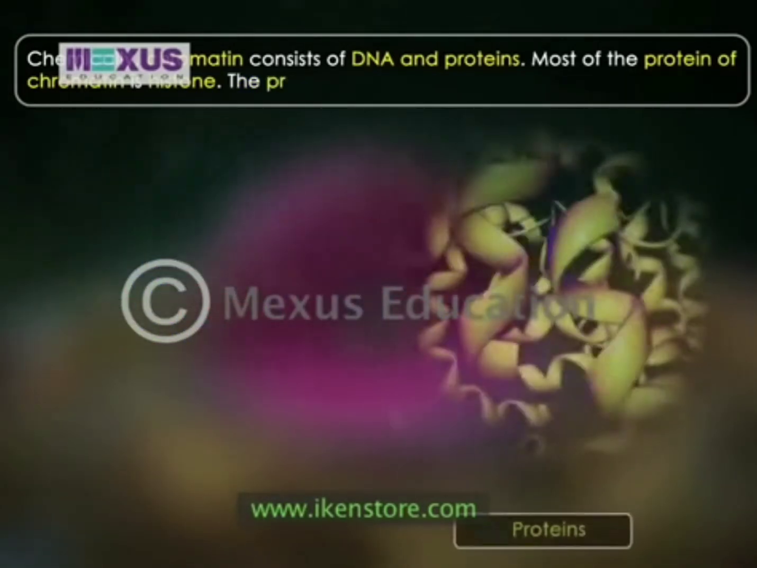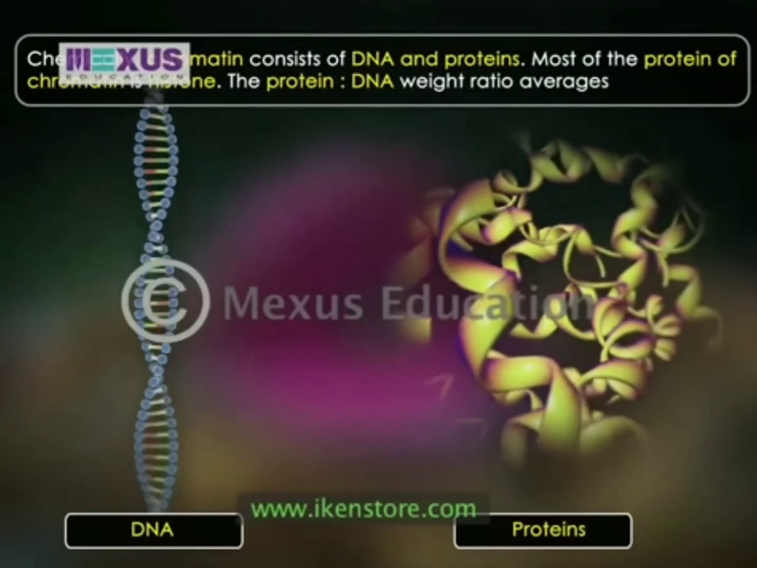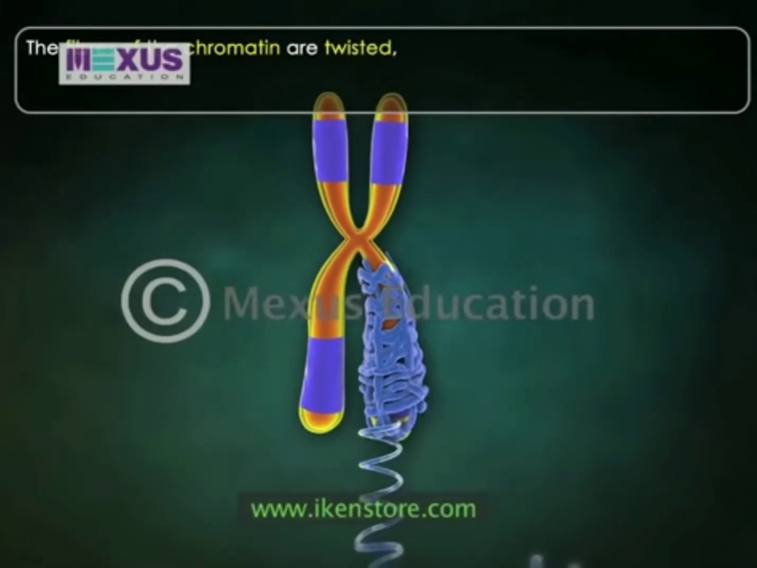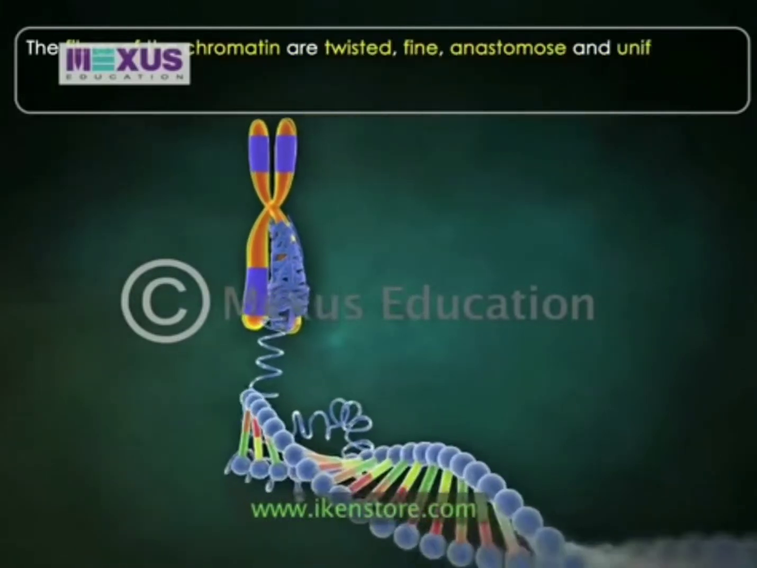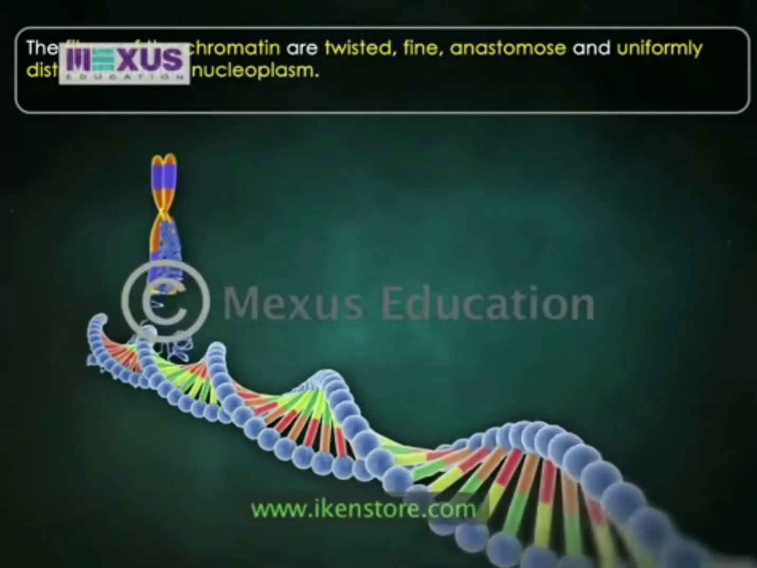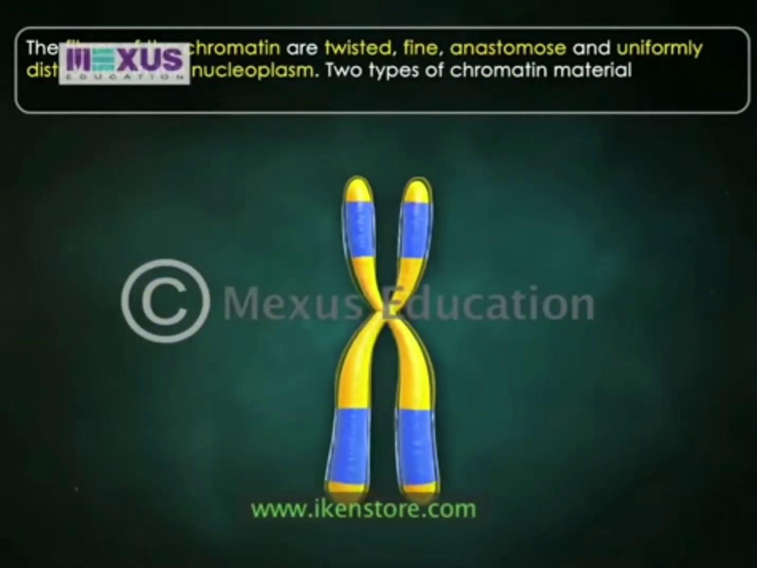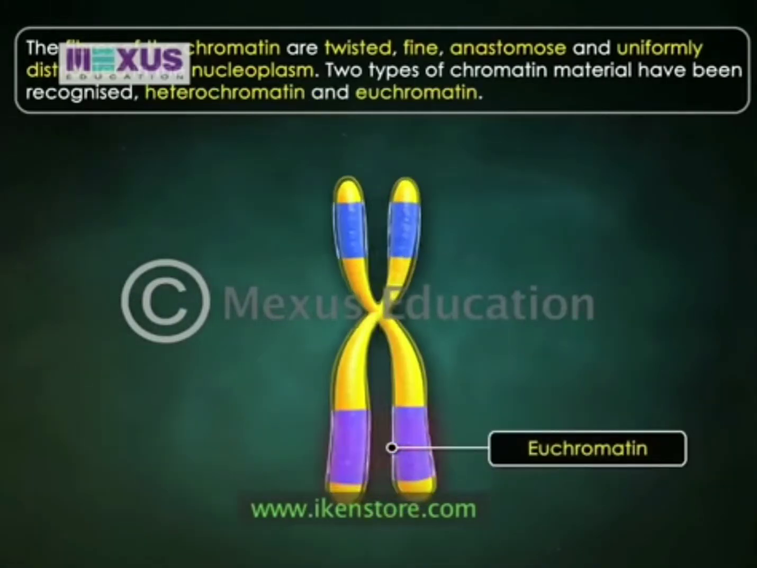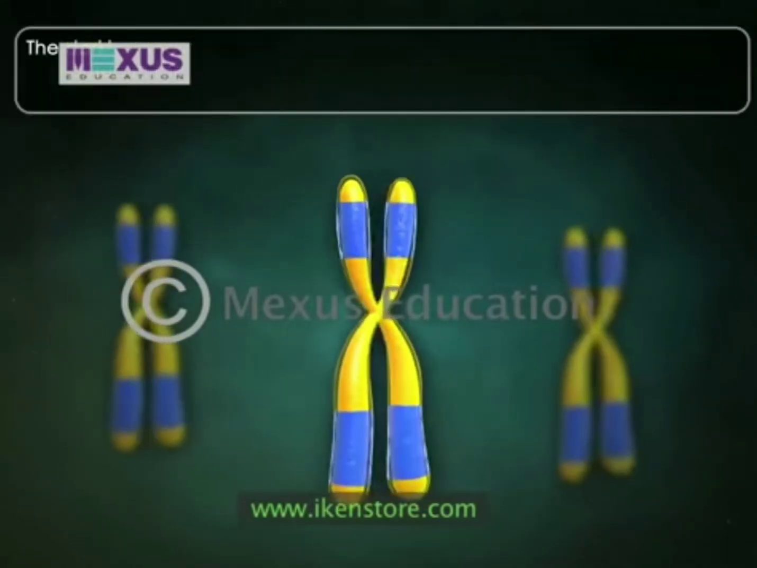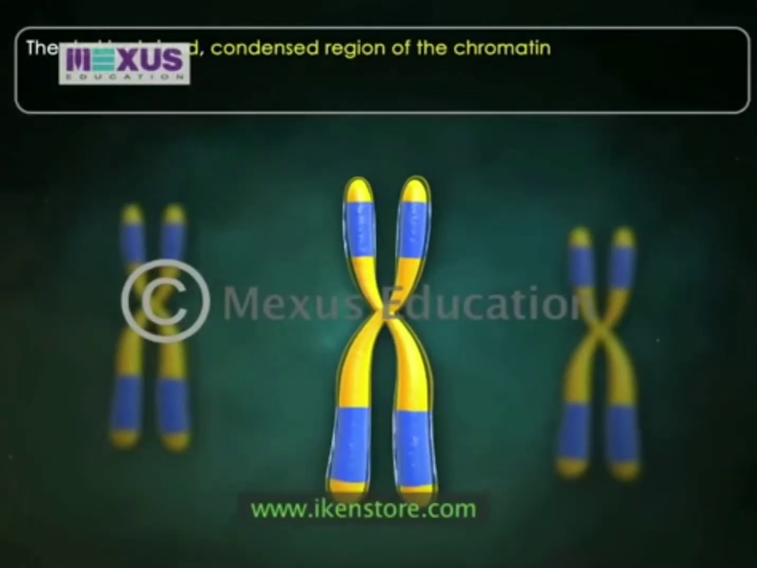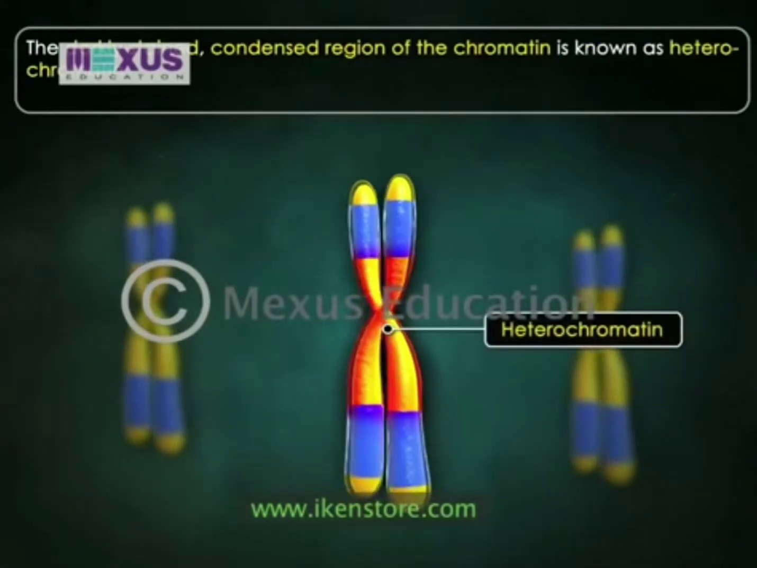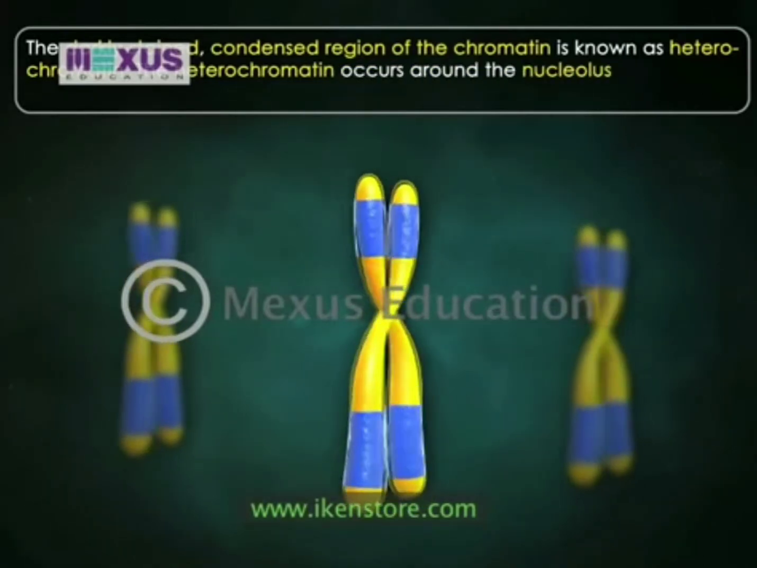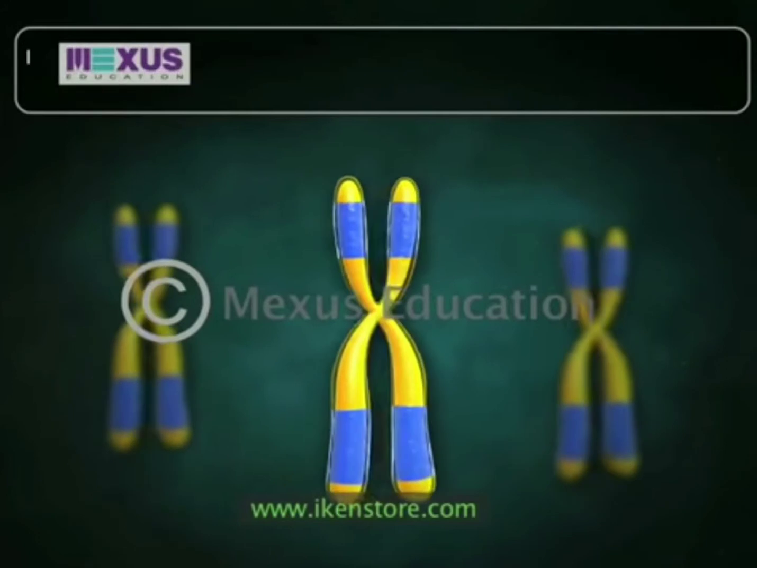The fibers of the chromatin are twisted, fine, anastomosing, and distributed in the nucleoplasm. Two types of chromatin material have been recognized: heterochromatin and euchromatin. The darkly stained, condensed region of the chromatin is known as heterochromatin. The heterochromatin occurs around the nucleus and at the periphery. It is supposed to be metabolically and genetically inert because it contains comparatively small amounts of DNA and a large amount of RNA.